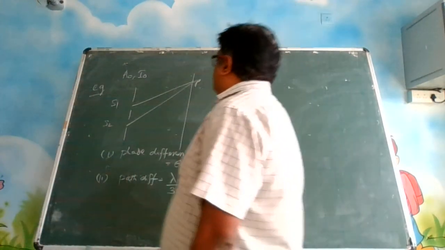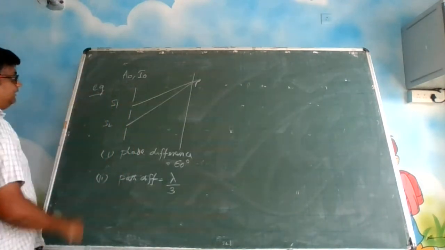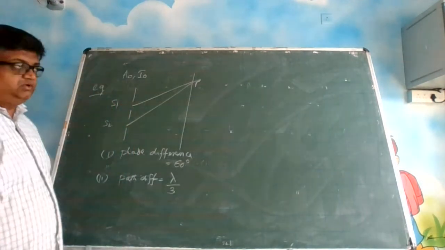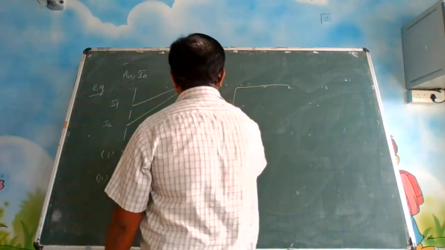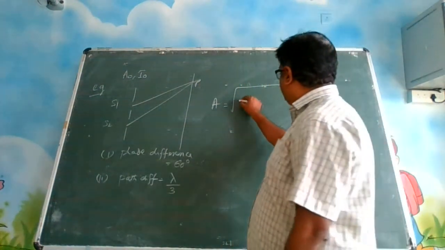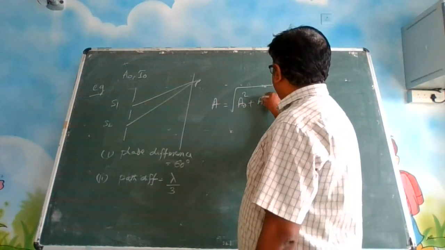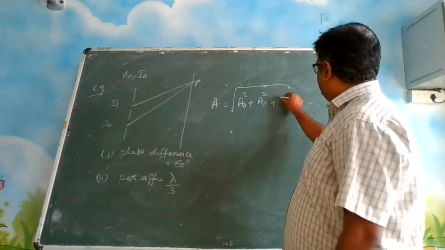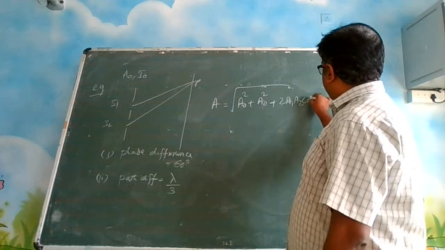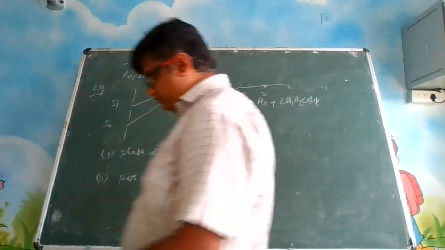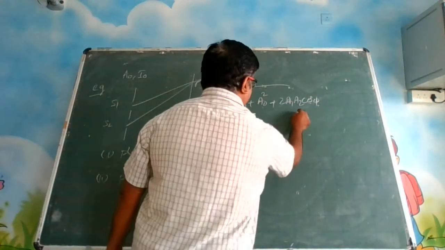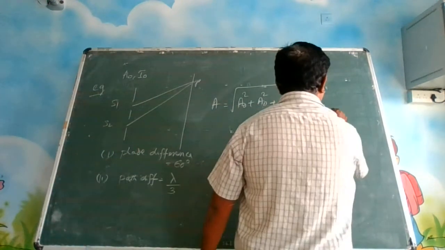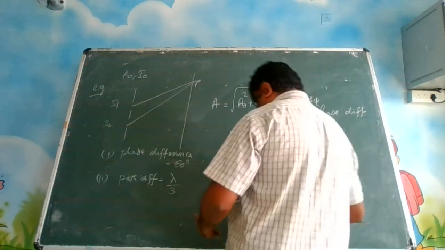Now this slit is giving you amplitude A0, and this is also giving you amplitude A0. So how to find the resultant amplitude? Let us say the resultant amplitude is A. So A is equal to root over A1 square plus A2 square plus 2A1 A2 cos phi. Here this phi is the phase difference.